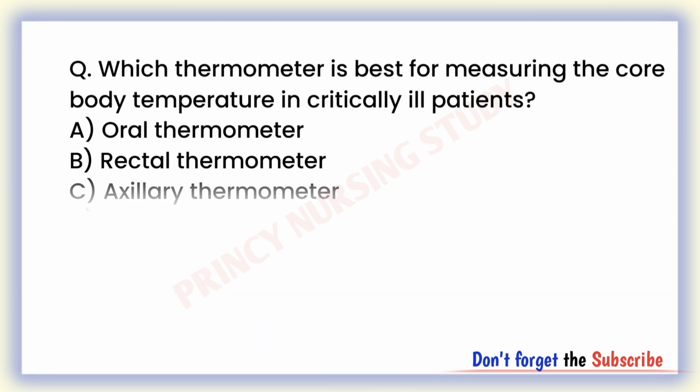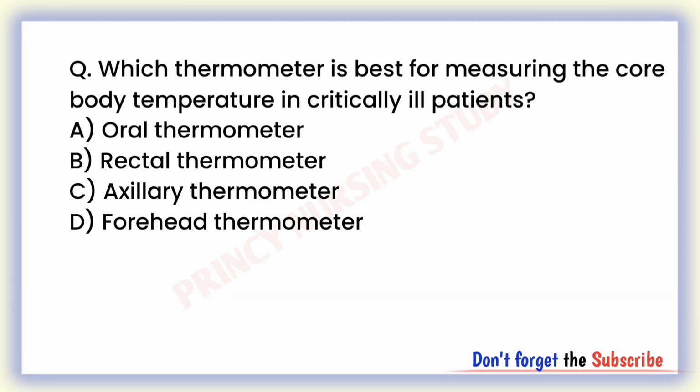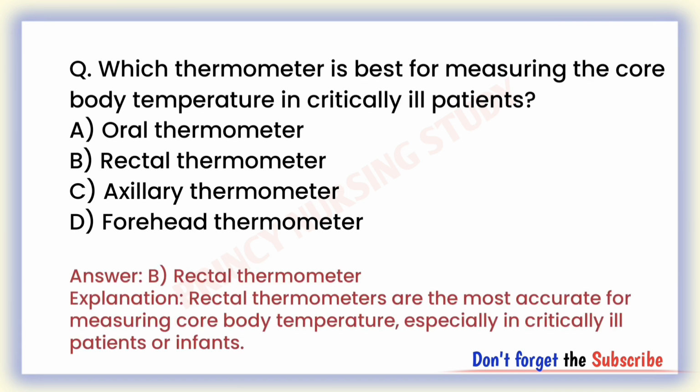Next question. Which thermometer is best for measuring the core body temperature in critically ill patients? Correct answer is B. Rectal thermometer. Rectal thermometers are the most accurate for measuring core body temperature, especially in critically ill patients or infants.